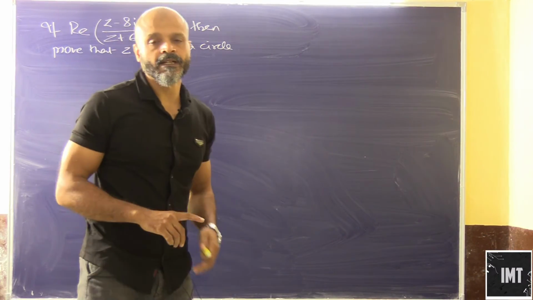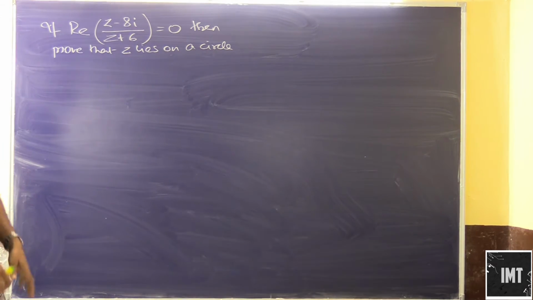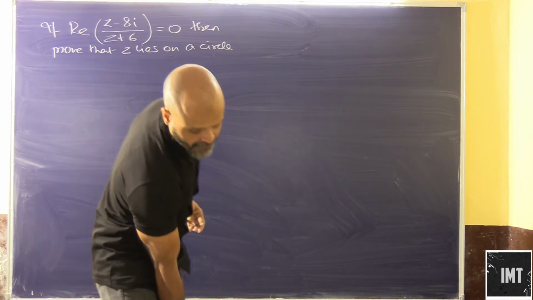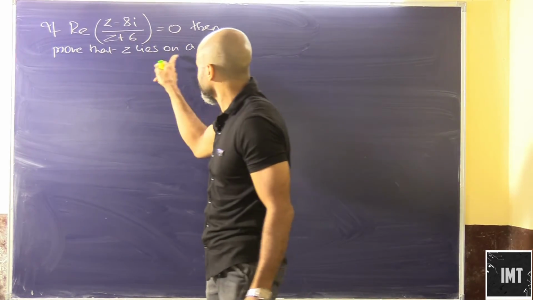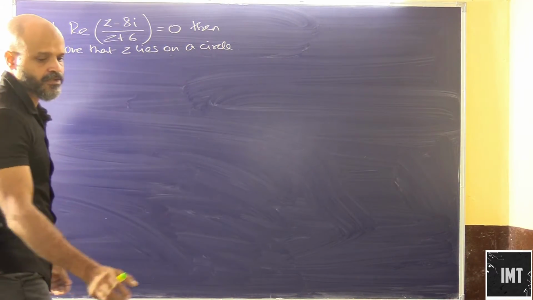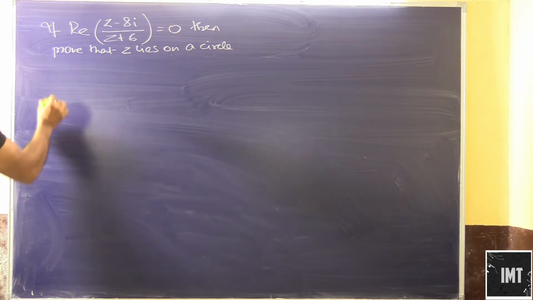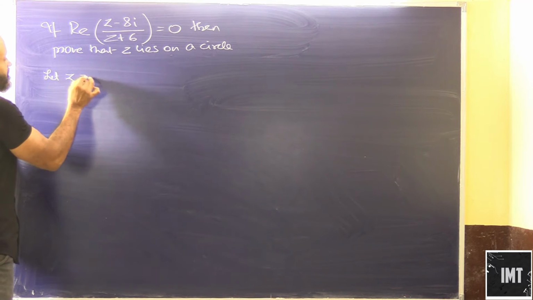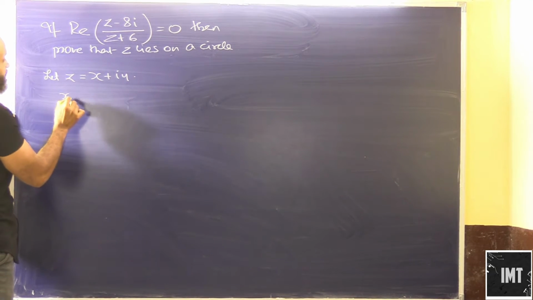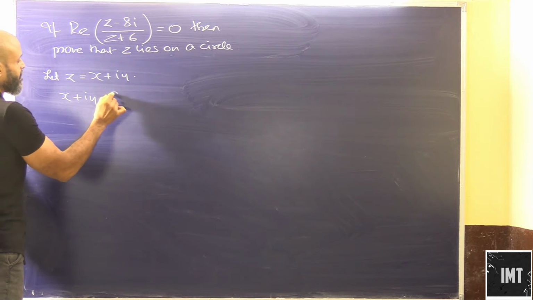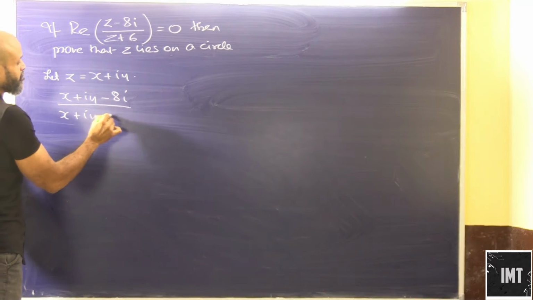Alright people, this will be in continuation with complex numbers. So we have a problem here which states: if the real part of (z plus 8i) upon (z plus 6) is equal to 0, then prove that z lies on a circle. So we have to basically prove that z lies on a circle. Let z, which is a complex number, be x plus iy. So what do we have here? x plus iy minus 8i upon x plus iy plus 6.